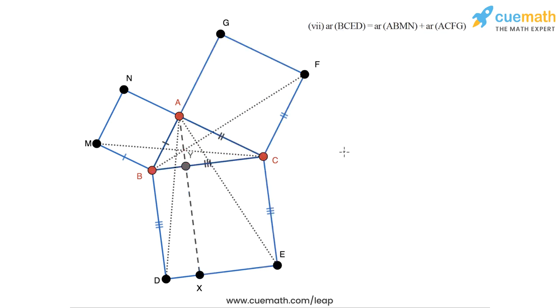Now finally we come to the last part of the question, question 7, where we have to show that the area of BCED is equal to the area of ABMN plus the area of ACFG.